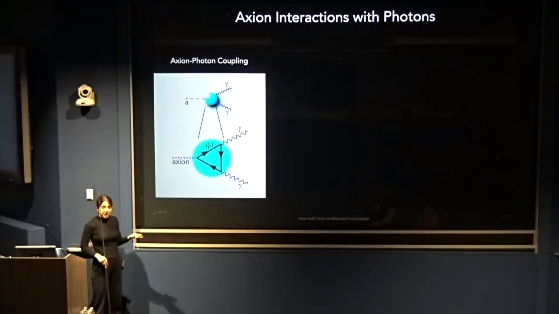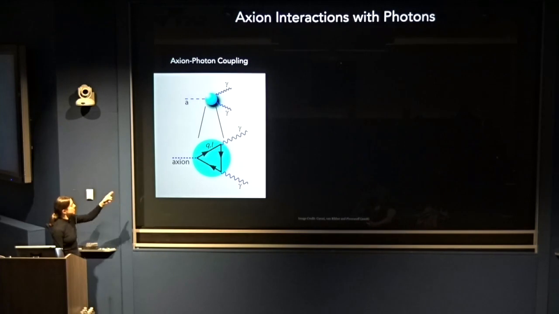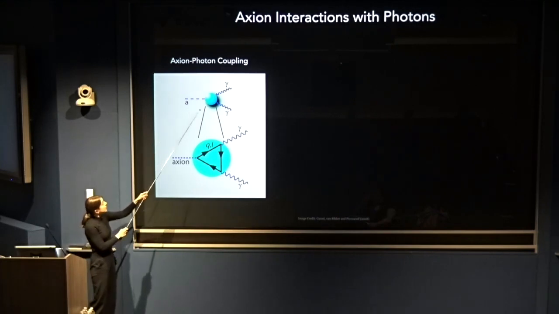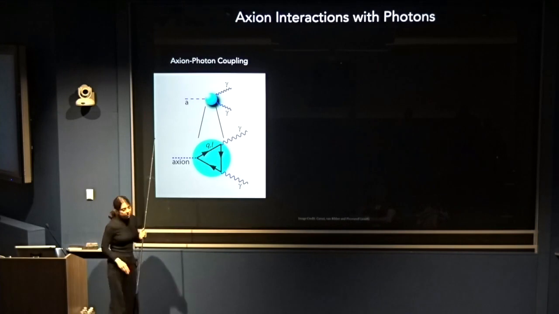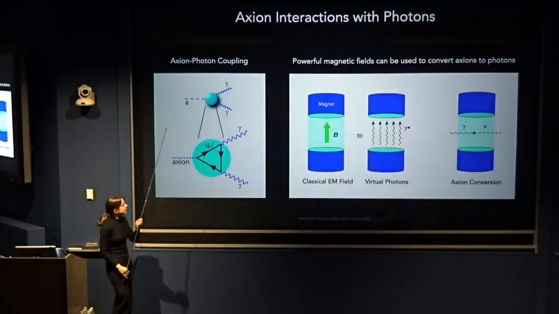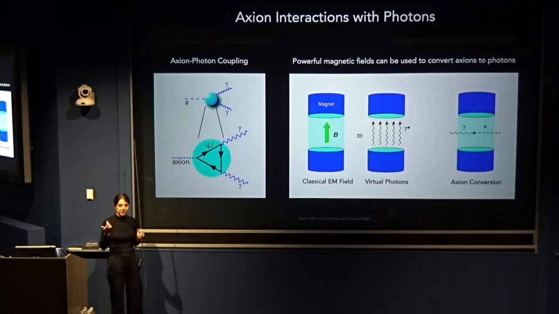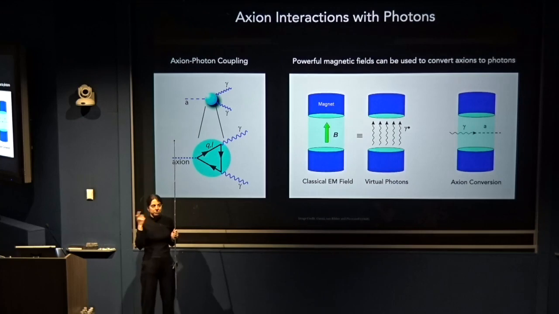Another potentially great way, and actually there are so many different experiments built around this particular interaction for detecting dark matter axions, is the interaction of the axion with light or photons. And the neat thing about this is that it allows you to use really powerful magnetic fields to essentially convert axions to light or vice versa.